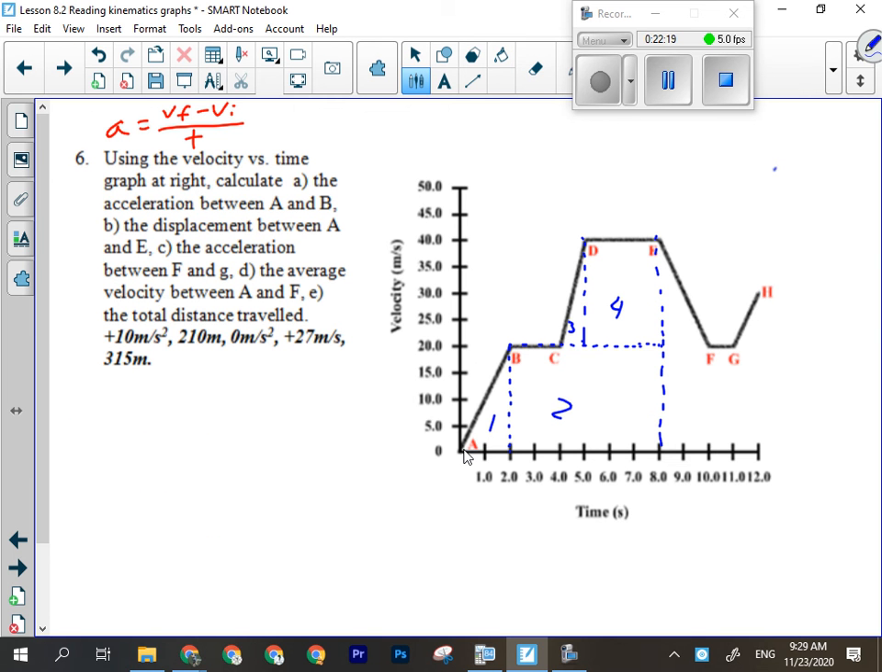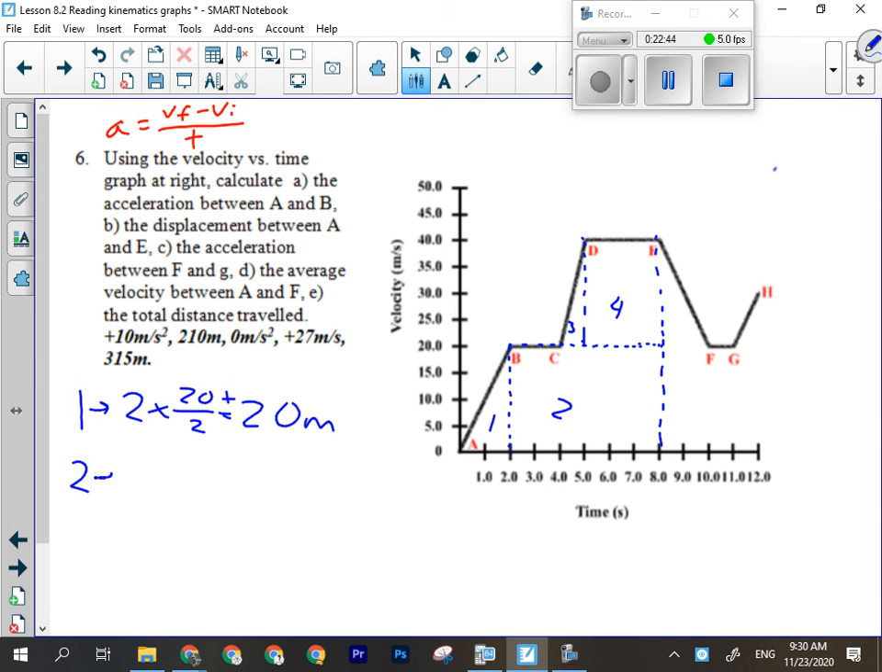Okay, so area 1. We're looking for the average velocity. That's going to be from 0 to 20, so that'll be the height over 2. So we're going to have our base 2 times our height 20 divided by 2. So 2 times 20 over 2 is 20, positive 20 meters. Everybody okay with that first one?